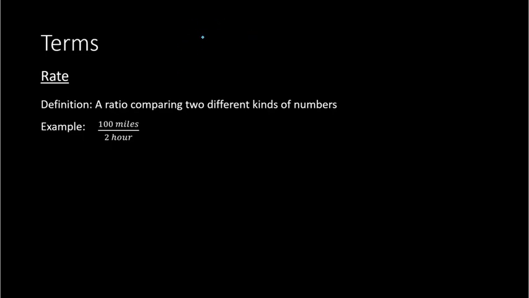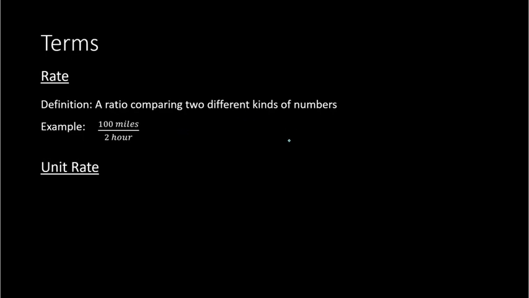It could be the amount you're getting paid per hour, like $7 an hour. The rate of pay is in dollars per hour. So it's comparing two different things. We're comparing money and time. So any example like that would be a rate when you compare two different kinds of numbers.